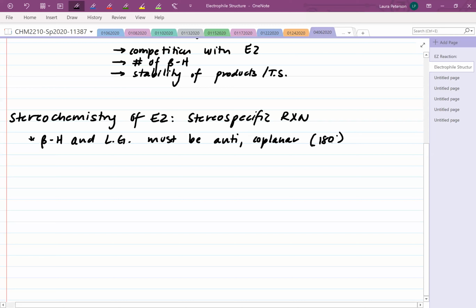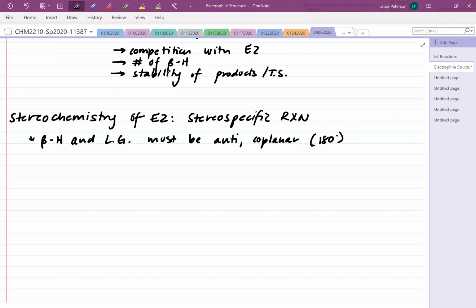I just said the word conformation, right? So hopefully what you immediately jump to is a Newman projection. We're going to look at some Newman projections today to try to think about this requirement. The main reason why the beta hydrogen and the leaving group must have this stereochemical relationship is an orbital requirement.